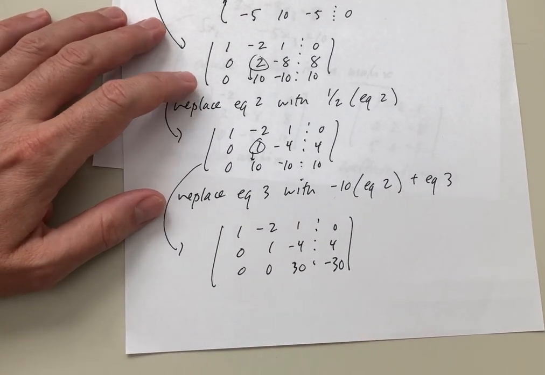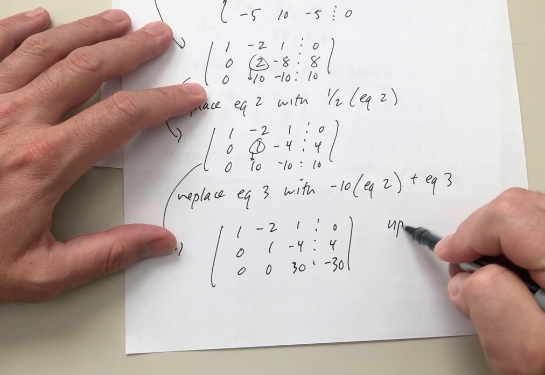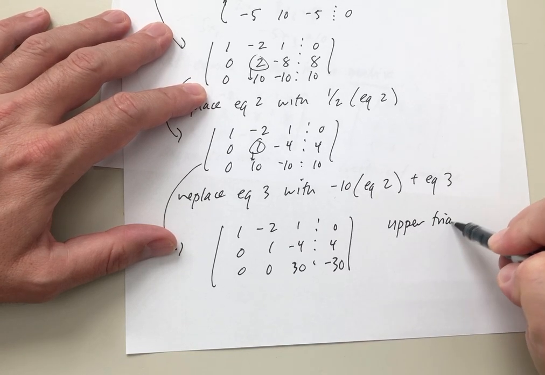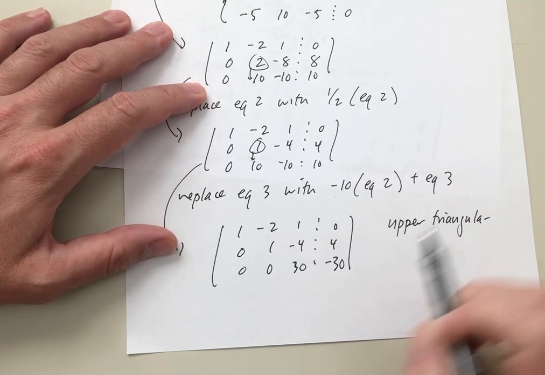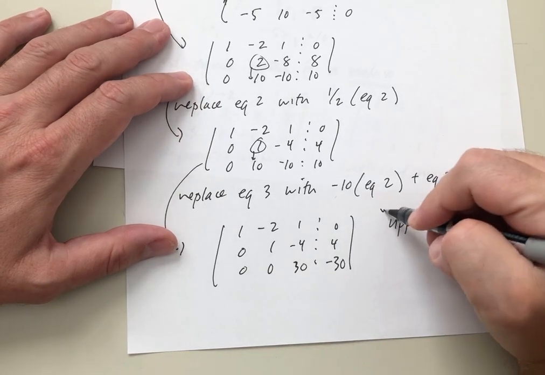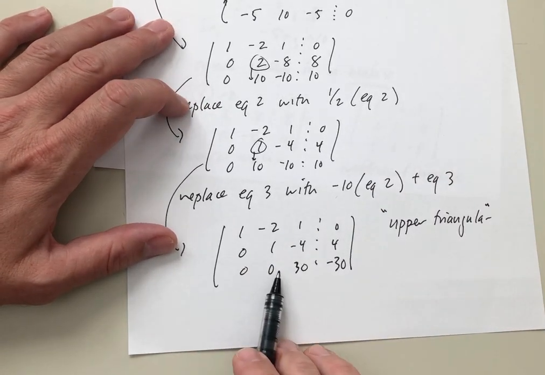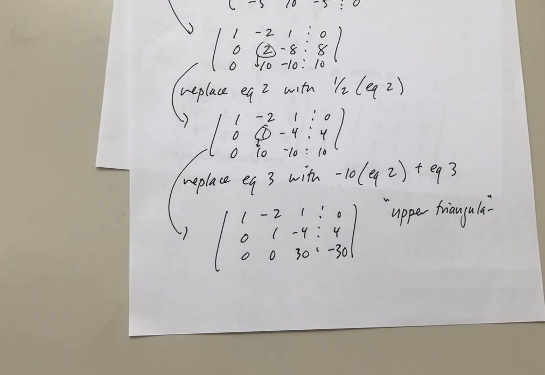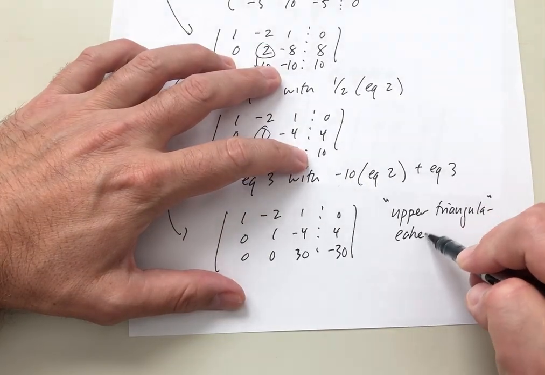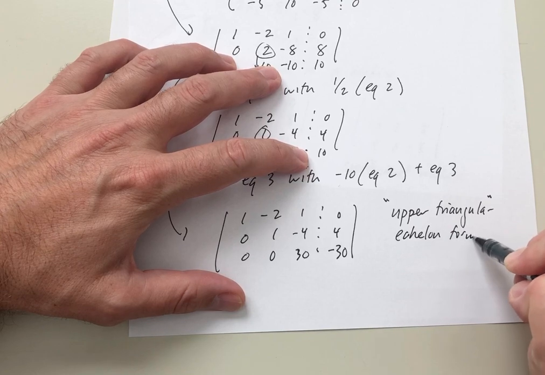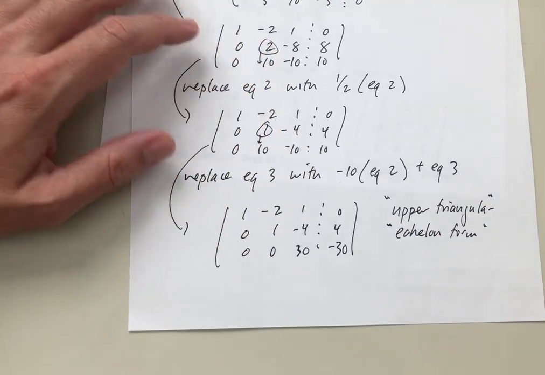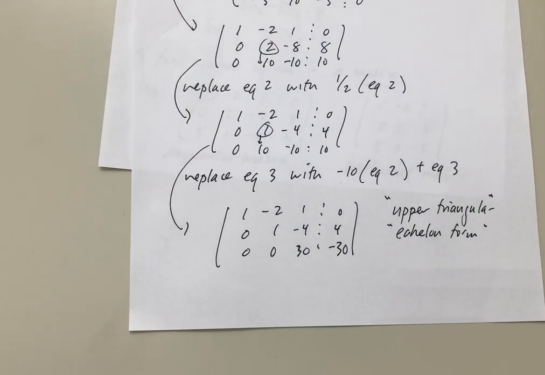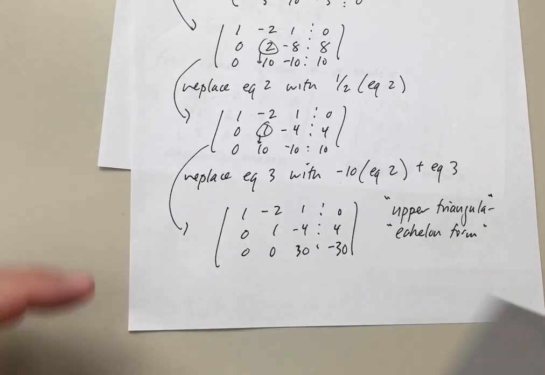And notice now, this is what's going to be called upper triangular. If you think about where the non-zero entries are, they form this kind of triangle that sits above the diagonal. It's called upper triangular. We'll make that more precise. This is also sometimes called echelon form, which I'll make more precise later, but just to give you a taste of this. But the point now is that we can solve this thing.